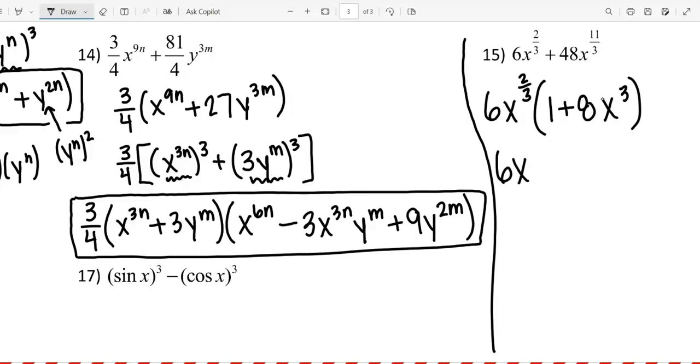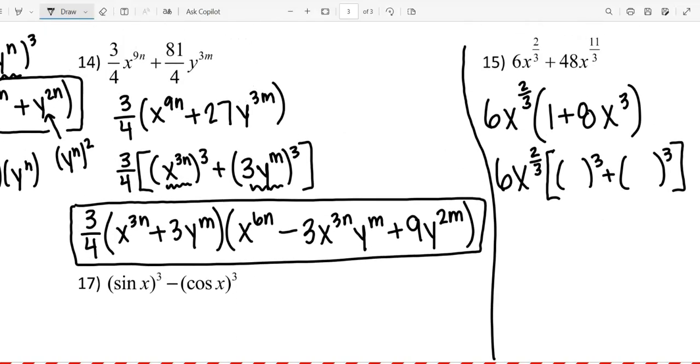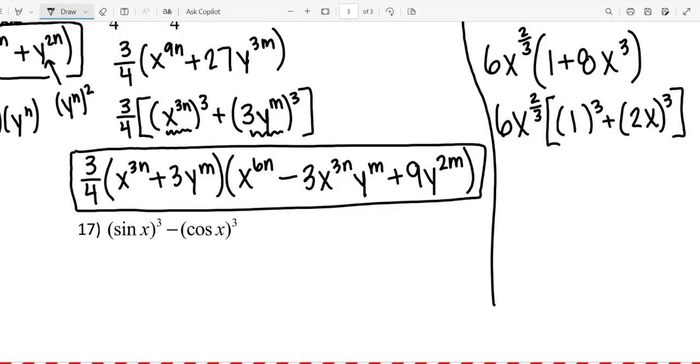So this is 6x to the 2/3 times something being cubed plus something being cubed. What cubes to get 1? 1. What do we raise to the power of 3 to get 8x to the 3rd? 2x. I don't know if I'll be able to write this here, but we're going to try. So I've got 6x to the 2/3 times my first term. I really should turn this around because the 2x should go in the front, shouldn't it? Tell me why I'm mathematically allowed to turn this around.